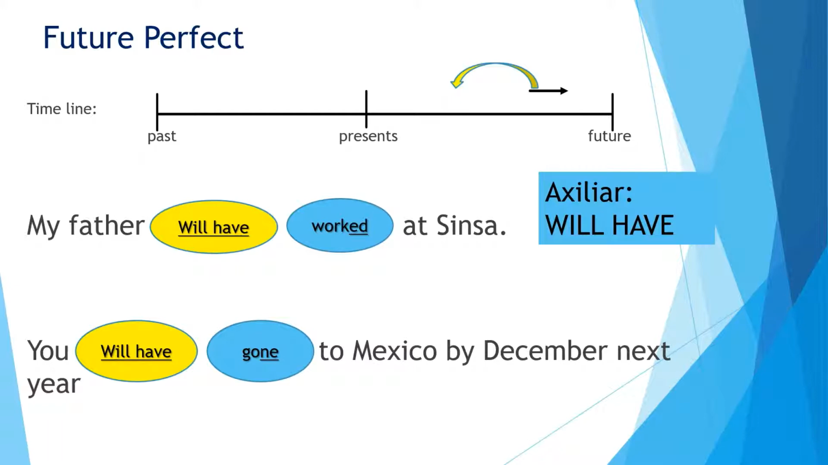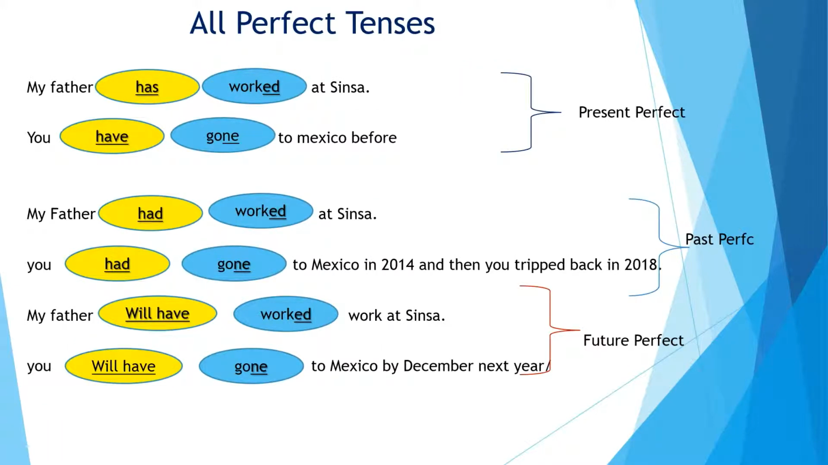And sorry that I am changing from Spanish to English, because I know that sometimes it's kind of complicated to understand these tenses. For me, it was kind of complicated when I was trying to learn this tense. So let's move on. Now here we have all the perfect tenses, and I want you to see the variations on these sentences. The first one says, my father has worked at Cinza, right? Is the present perfect. My father has worked at Cinza.